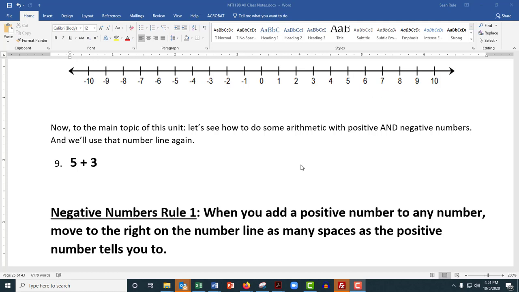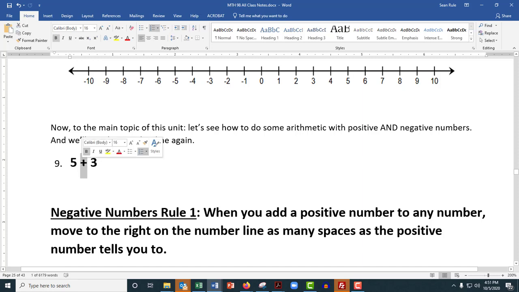Okay, now let's just remember what addition means. What it means to add. Adding means to increase the size of something by a given amount. So you take a number and add a positive number to it. You're going to move to the right because you are increasing the size of the first number.